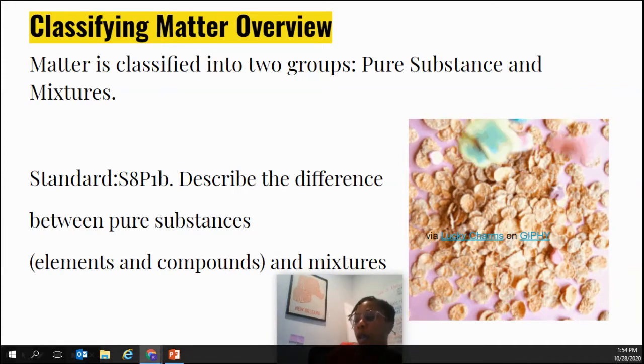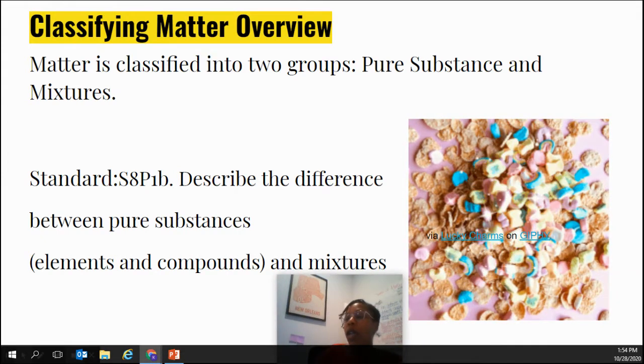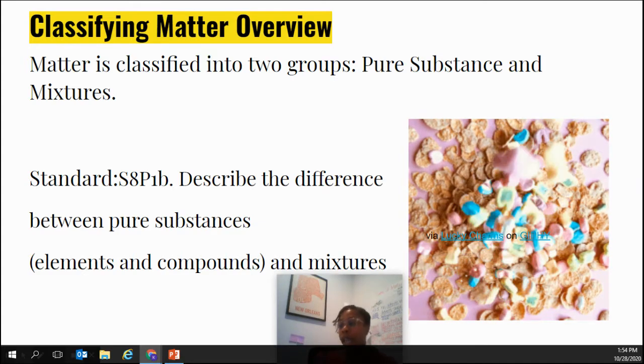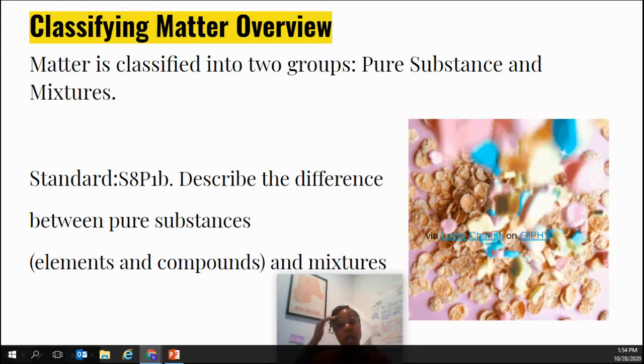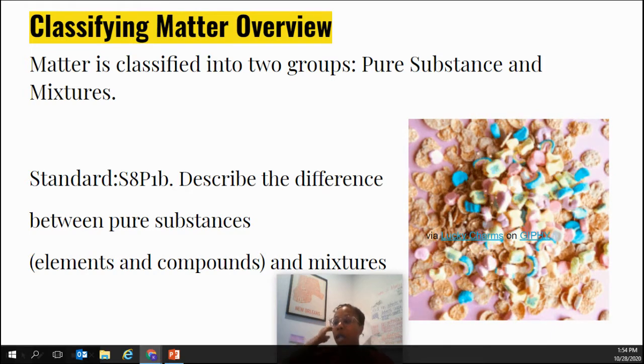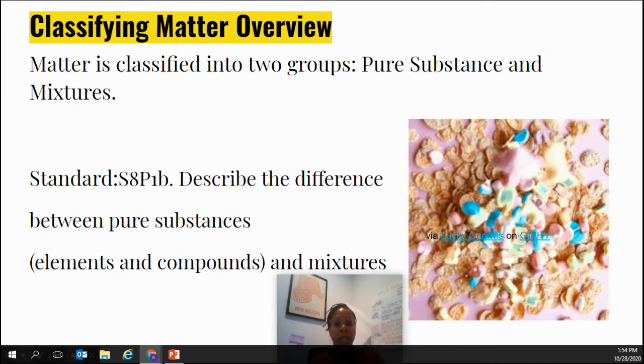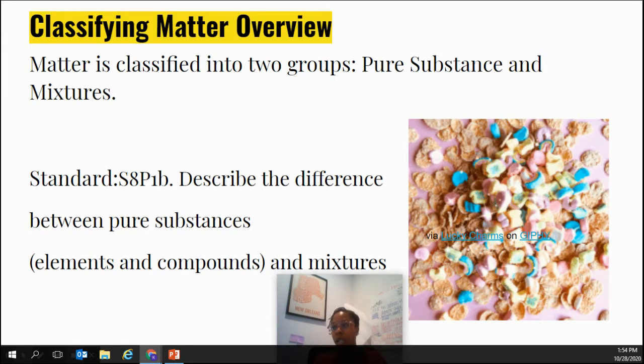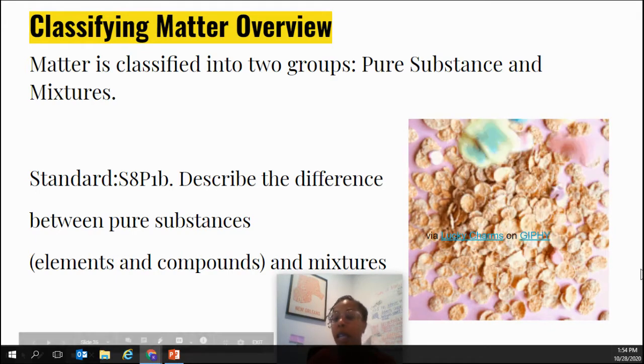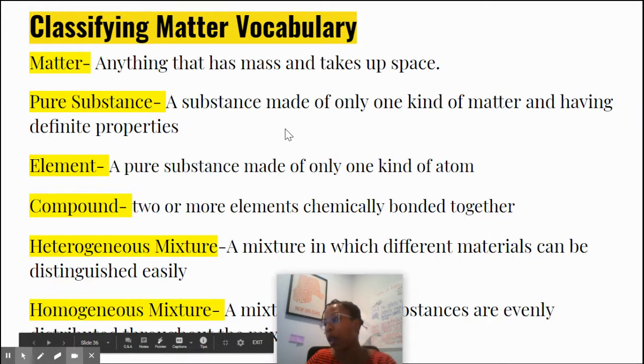Hey guys, today we are gonna go over classifying matter. We are pretty much wrapping up the entire unit of matter, which is what we've been learning since school started. So we know matter can be classified into two groups, and those groups are pure substances or mixtures. And we are still learning about standard SAP 1B, which states describe the difference between pure substances, which are elements and compounds, and mixtures.